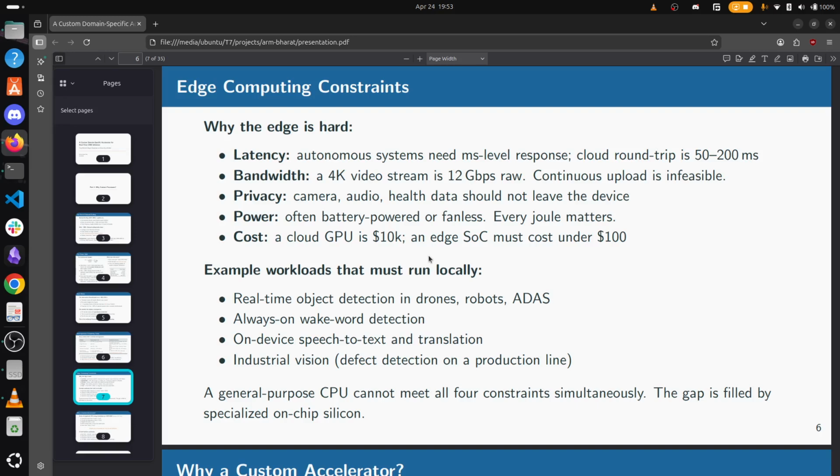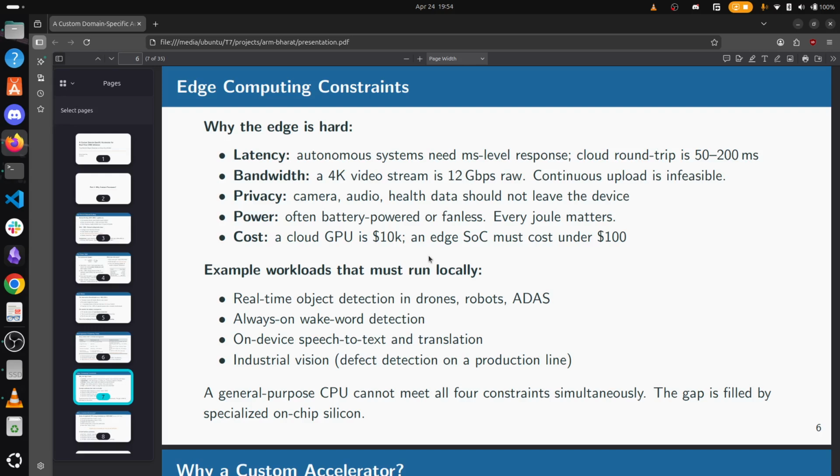So we cannot have powerful cooling systems or big fans. So we have very limited power, maybe a small battery, and the entire workload must run on that. So this is why edge computing is so hard. But the benefit of edge computing is that it's faster. You don't need to send your data to a cloud. And also there is a lot of privacy because everything is done locally.